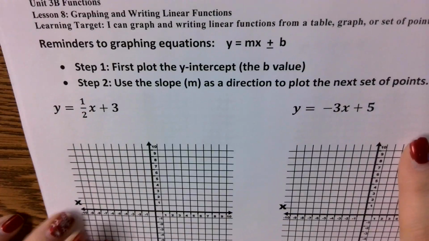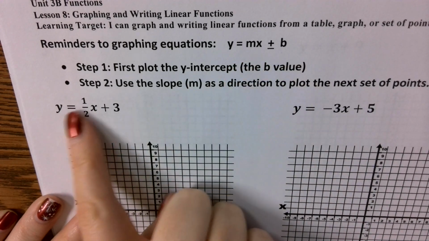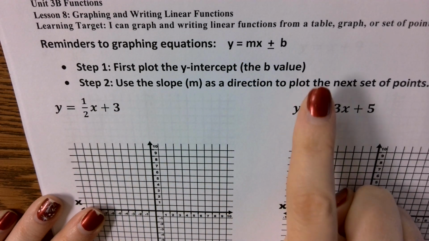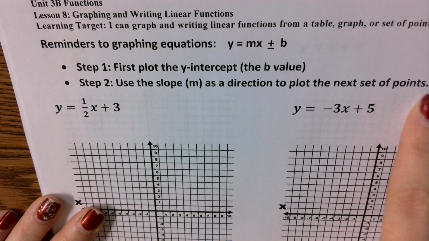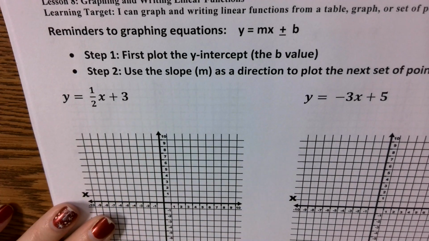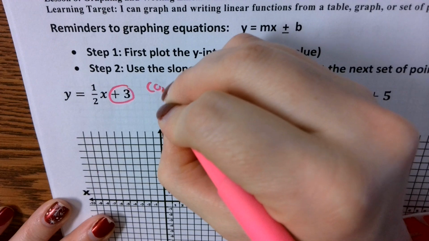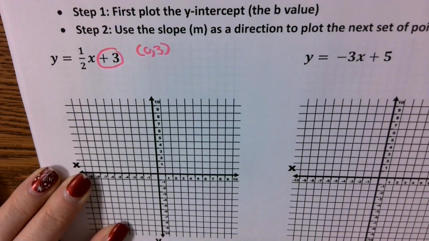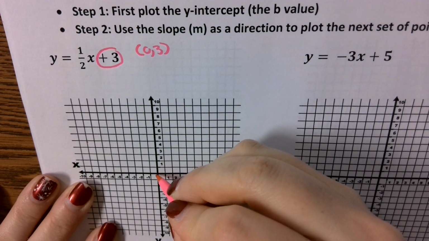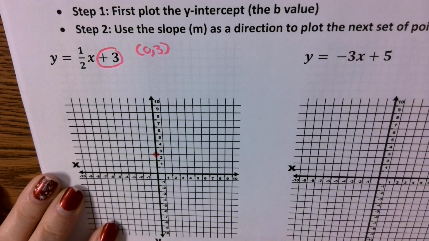All right, again, as we're talking through this, reminders for your slope-intercept form: you first have to plot your y-intercept, which is your b value, and then you use your slope for direction. So looking here, we have 1/2 x plus 3. That means the first thing we're going to do is graph the point (0, 3). There's our first point. Then we're going to use our slope.